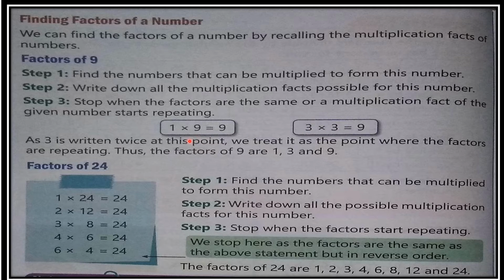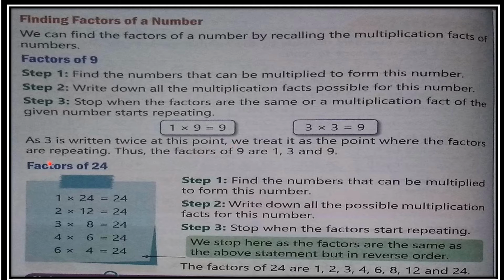Now write down all the multiplication facts possible for this number. In the table of 2 there is no 9, because 2 4 there, 2 5 there, 10, 9 is not there. 3 is possible. 4 is also not possible. So as you can see, only 1 9 and 3 3 are possible. Stop when the factors are the same or the multiplication facts of the given number start repeating.